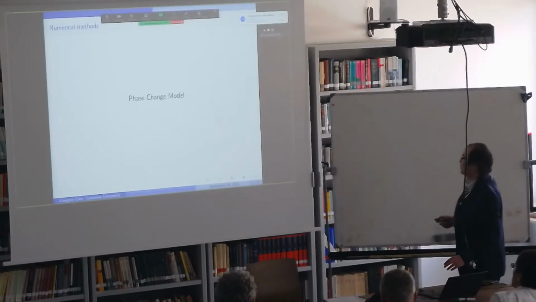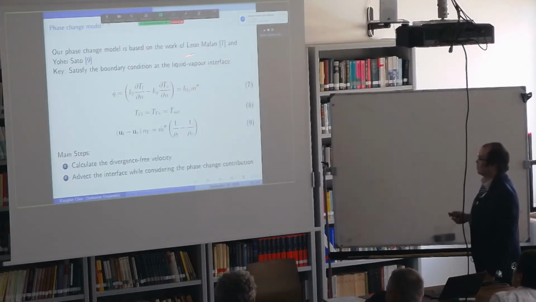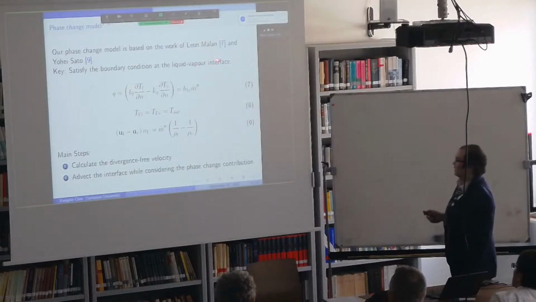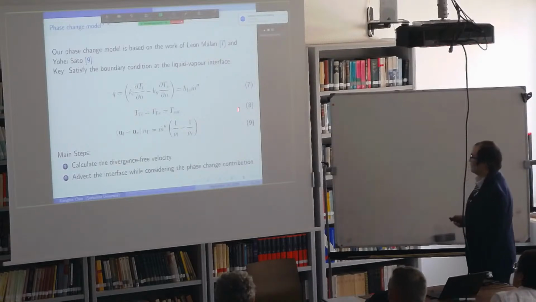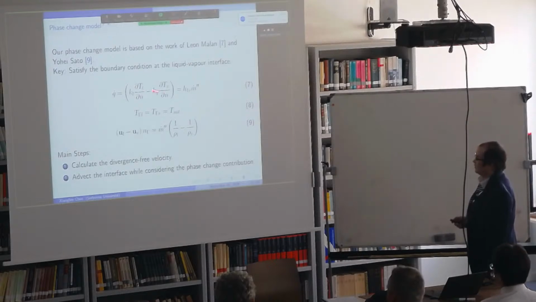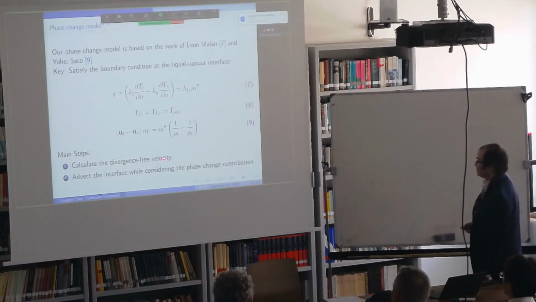And next, the phase change model we added. Our phase change model is based on the earlier work of Malan, and also extended by Yohei Sato. The key is to satisfy the boundary conditions at the liquid-vapor interface. So these are Equations 7 to 9, the boundary conditions. This one is the energy balance equation, 8 is the temperature continuity equation, and 9 is the velocity jump condition.